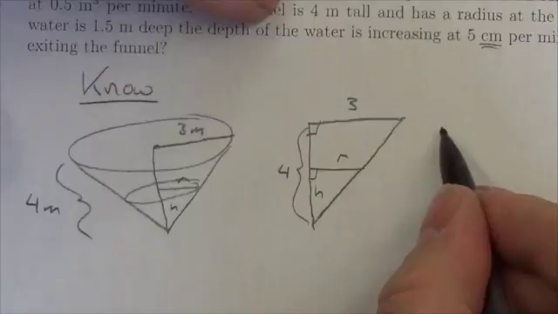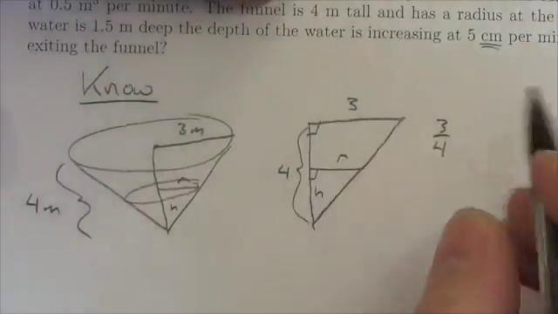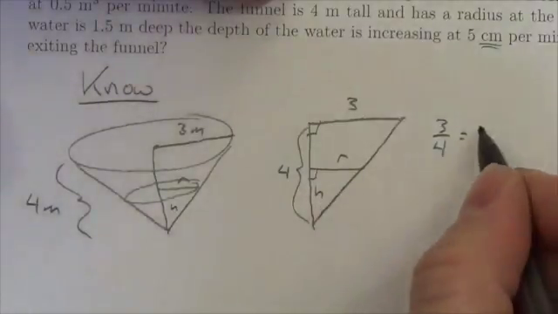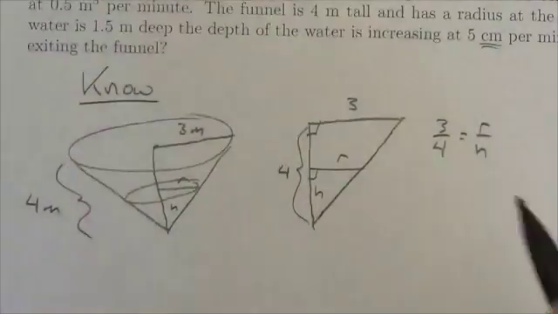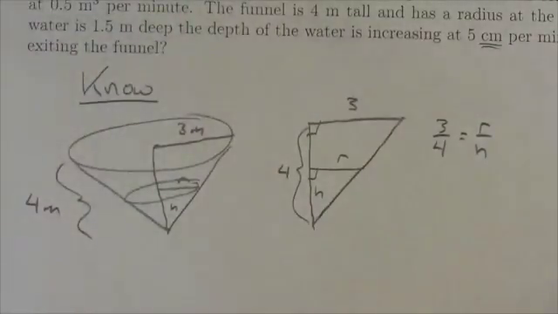At some point I'm probably going to have to make use of the fact that 3 over 4 is going to equal radius to height, because that will be true of the water in that funnel. No matter what height it's at, that ratio will hold as long as it's in this funnel. Okay, now what else do we know?